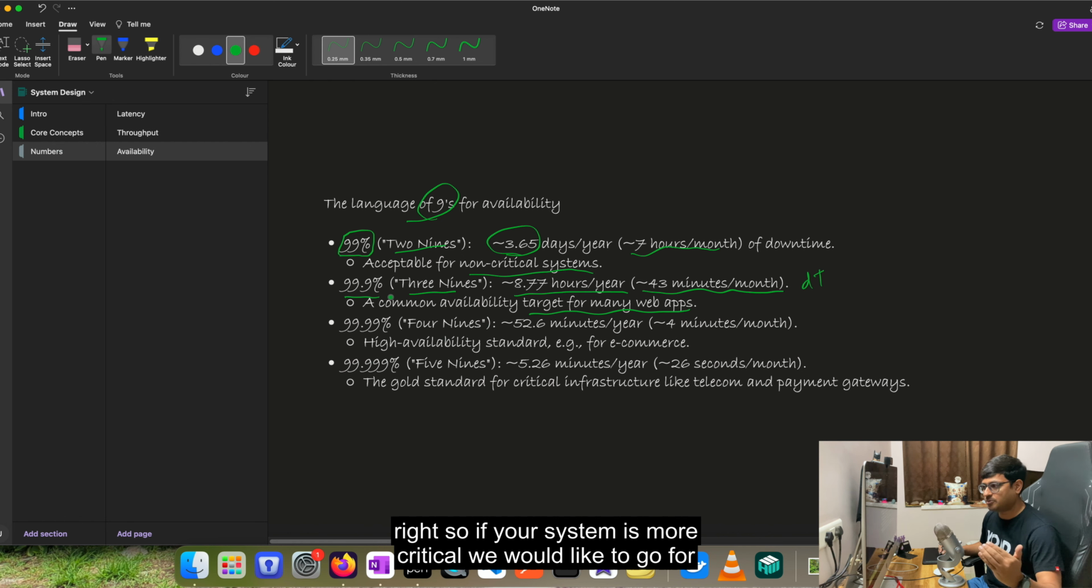If your system is more critical, we would like to go for 99.99%, which is 4 9's, right? This is just about 50 minutes per year, or just 4 minutes per month of downtime, right? This is a very high availability standard, and this is mainly used for large applications, like public facing applications, mainly like e-commerce or social media, right?